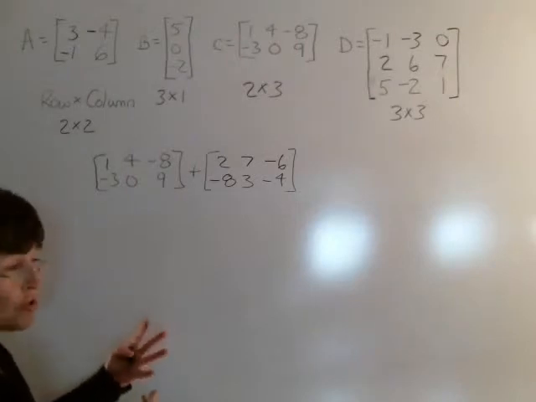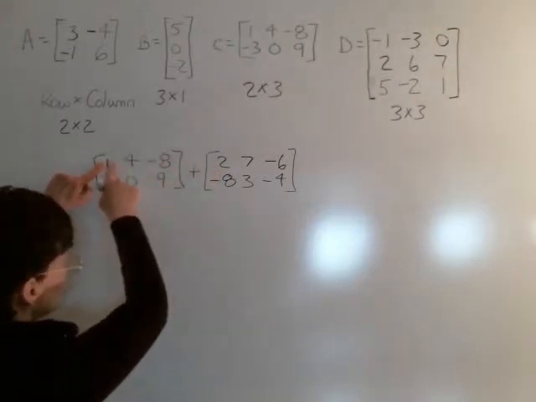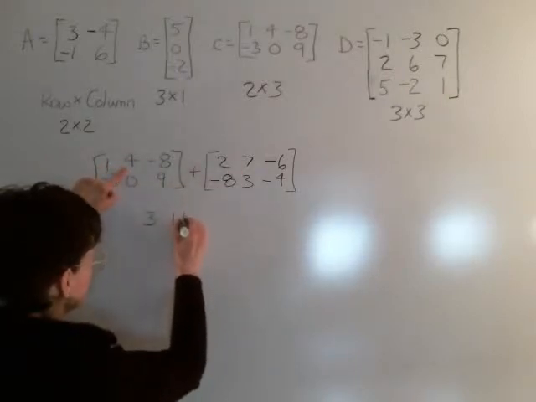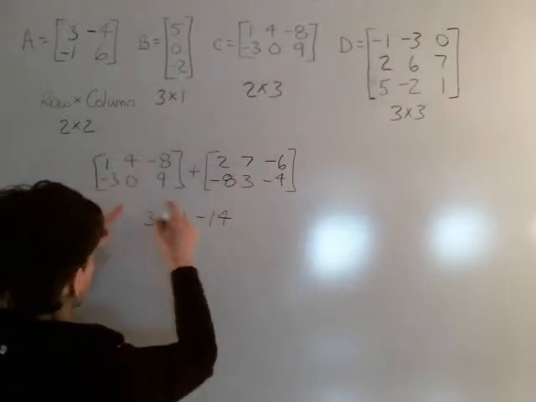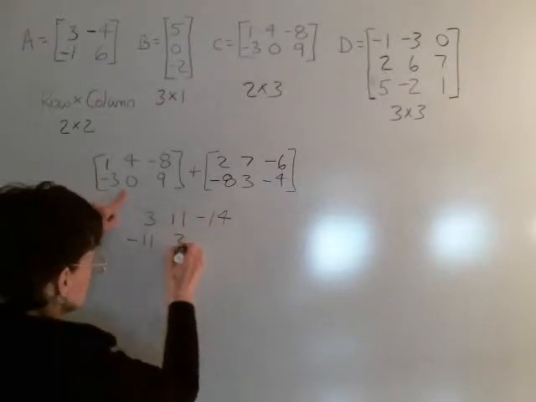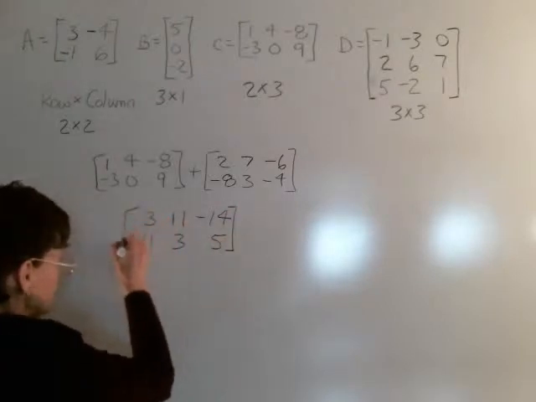Now, when you add two matrices, you just add the members that are in the same place. So, for example, 1 plus 2 is 3, 4 plus 7 is 11, -8 plus -6 is -14, -3 plus -8 is -11, 0 plus 3 is 3, and 9 minus 4 is 5. And there's my resulting matrix.